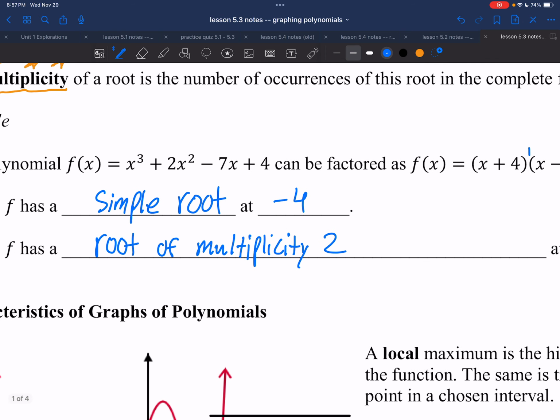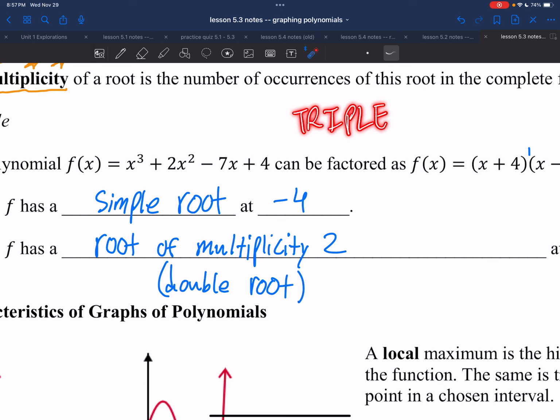Alternatively, you could call this a double root because it's happening twice. And at this point, I would say, class, if a double root is a root of multiplicity 2, then what's a root of multiplicity 3 called? And then you would say with confidence, triple. And then I would give you a thumbs up. That's a thumb. Here's me with my thumbs up. Okay.